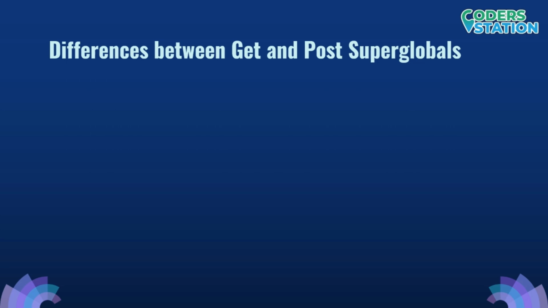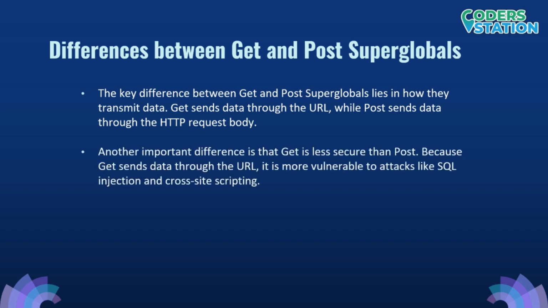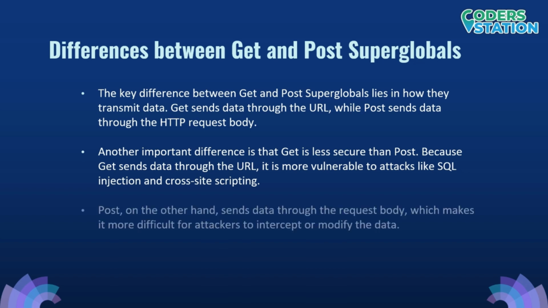Let's see. The key difference between GET and POST lies in how they transmit data. GET sends data through the URL while POST sends data through the HTTP request body. Second, another important difference is that GET is less secure than POST because GET sends data through the URL. It is more vulnerable to attacks like SQL injection and cross-site scripting because the data is clearly visible in the URL. POST, on the other hand, sends data through the request body, which makes it more difficult for attackers to intercept or modify the data.